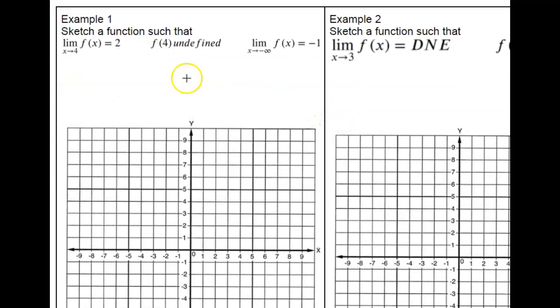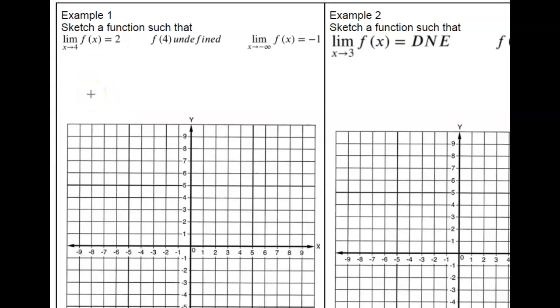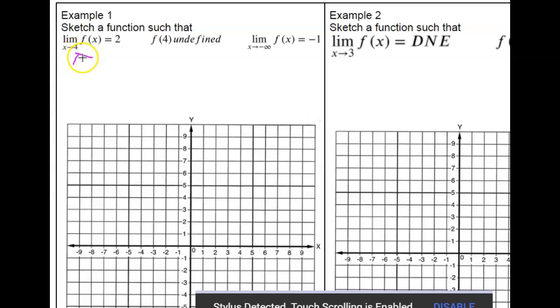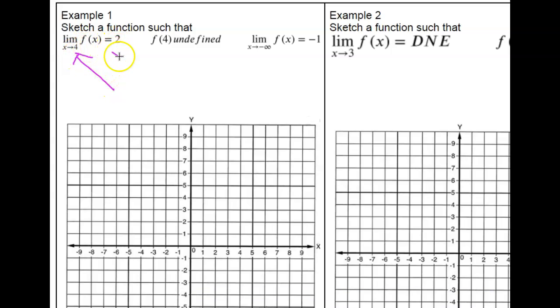So on this, we want to sketch a function that has three different criteria. I'm going to talk about each and then what you should be looking for on the graph. Okay, so the first limit wants the limit as x approaches 4. So remember, 4 is your target. They want your function value to equal 2. So remember, that is your y value.